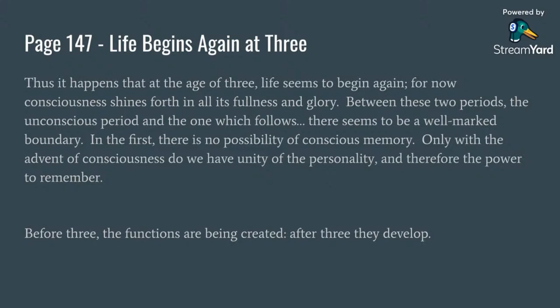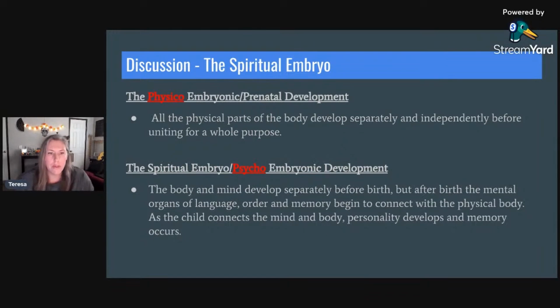And then she goes on to talk about how life begins again at the age of 3. And then she says, "Thus it happens at the age of 3, life seems to begin again. For now, consciousness shines forth in all its fullness and glory. Between these two periods, the unconscious period and the one which follows, there seems to be a well-marked boundary. In the first, there is no possibility of conscious memory. Only with the advent of consciousness do we have unity of the personality, and therefore the power to remember. Before 3, the functions are being created. After 3, they develop." So we have these two different periods going on.